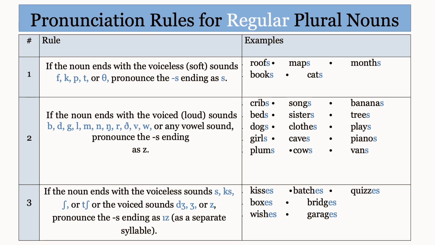Now let's transition to a critical phonology focus. How do we actually pronounce that plural S ending? It is determined by the final sound of the singular noun. Rule number 1 states that if a noun ends in a voiceless soft sound like th, k, p, t, or f, we pronounce the plural ending as a crisp S.